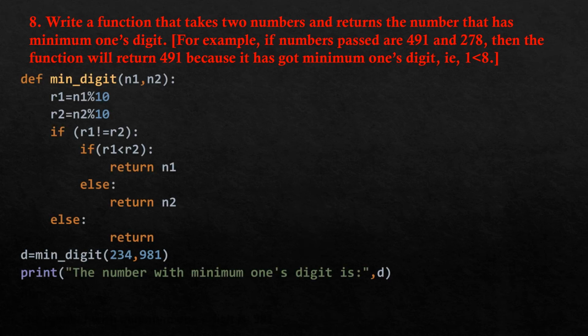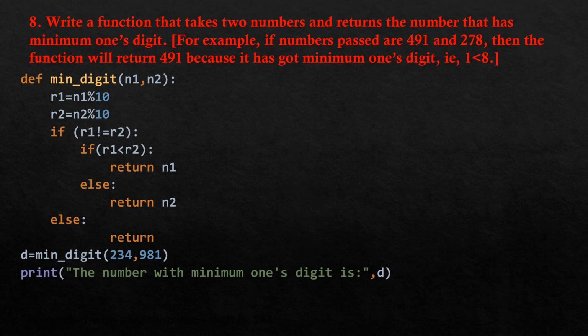Let's say we have defined a function called min_digit, and it is taking two parameters n1 and n2. These two numbers, then our first job is to find out the digits which are present at the ones place. For that purpose, we have to divide the number with 10 and collect the remainder. So R1 is storing the digit which is present at the ones position of number n1, and R2 stores the ones digit that is present in n2.